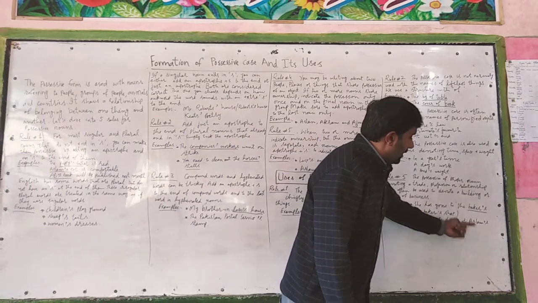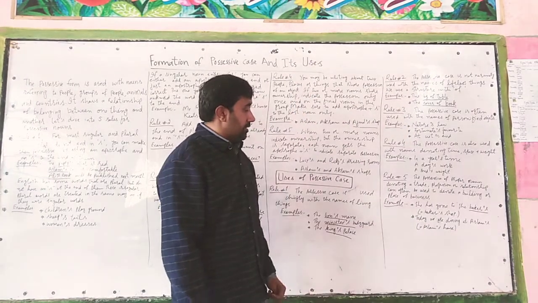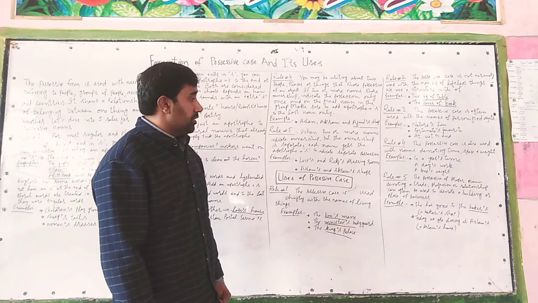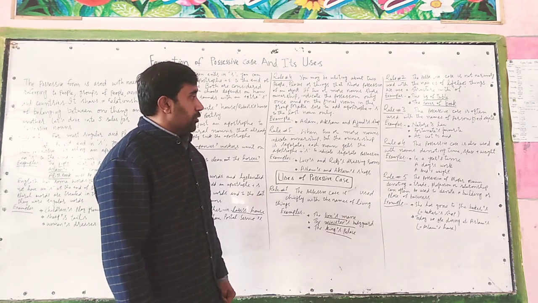Today we are dining at Aslam's. In the same way, Aslam's means Aslam's house. Today we are dining at Aslam's house. So we add apostrophe and S.